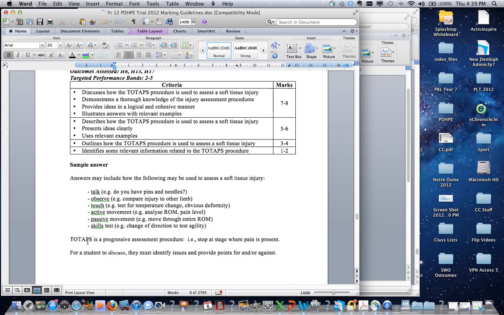Reference needs to be made to TOTAPS being a progressive assessment procedure. And what we mean by that is that you must be able to get through each of the stages without pain. If there is pain present, then you would stop immediately at that part, and that would then make your decision about whether or not you are going to continue play for the individual. So those were the major things we were looking for there. You would again obviously talk about the reasons why each of those steps would be carried out, and the benefits or the reasons for and against of carrying out those particular aspects of the TOTAPS procedure.